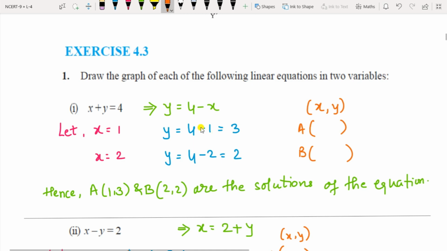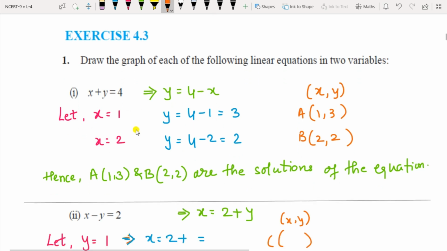So for this point it will be x is 1 and y is 3. For this point it is x is 2 and y is also 2. So these are the solutions of this given equation. You have to represent this on the Cartesian plane also. So I have done it below for all the solutions together.